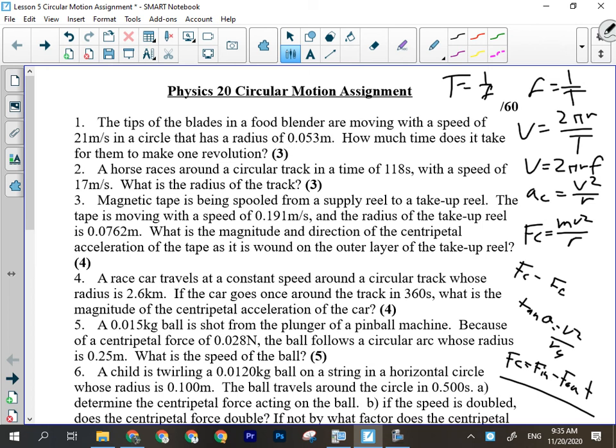For question number 2, you got a horse going around a circular track. They're giving you the time it takes to go around. They're giving you the speed, asking for the radius. Again, it's only out of 3 marks. It's not an overly difficult question.